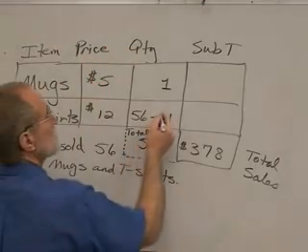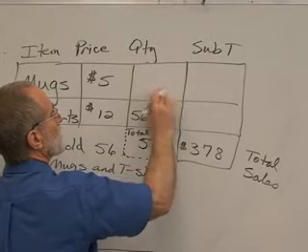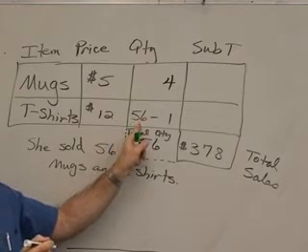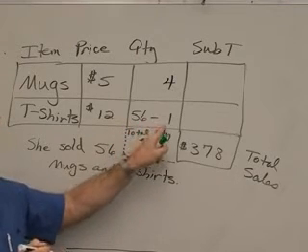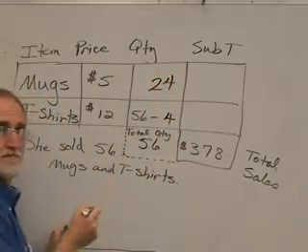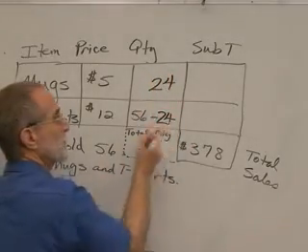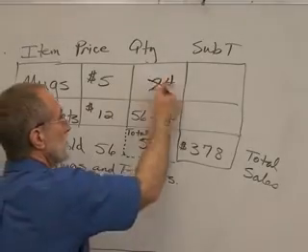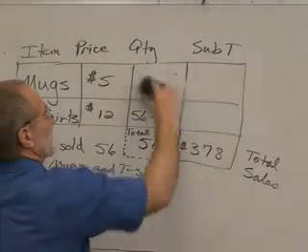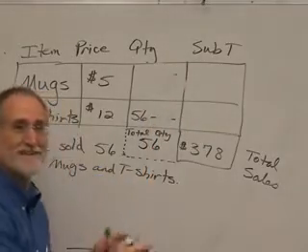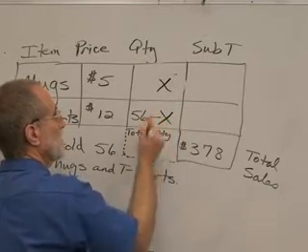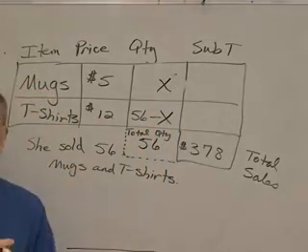What if we sold 4 mugs? How would we find the number of t-shirts? It'd be 56 minus 4, wouldn't it? What if we sold 24 mugs? It'd be 56 minus 24. What if we sold this many mugs, X mugs? 56 minus X. It'd be 56 minus X. Okay? Whatever we sold of one of them, we subtract that from the total. And that's how we get the other one.